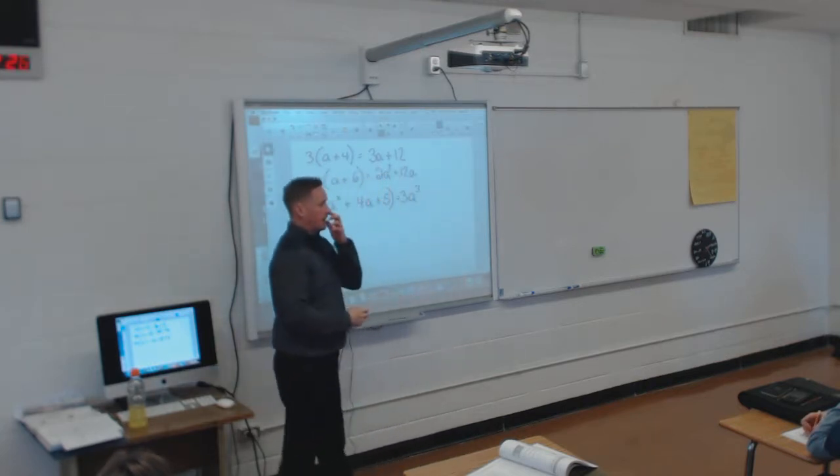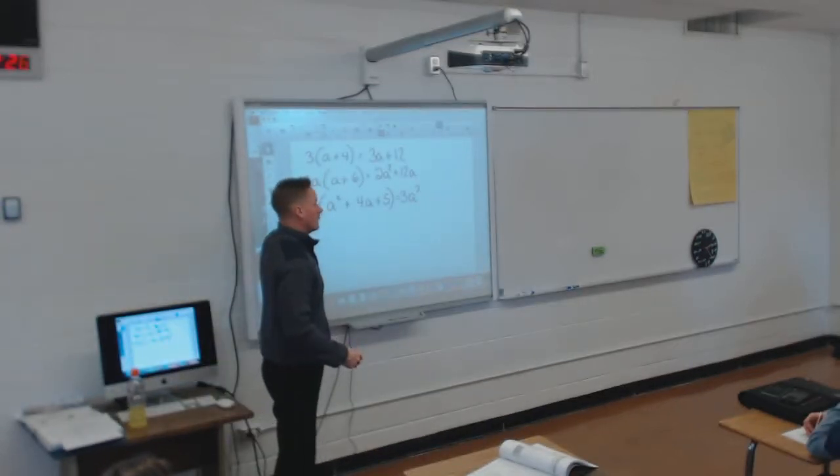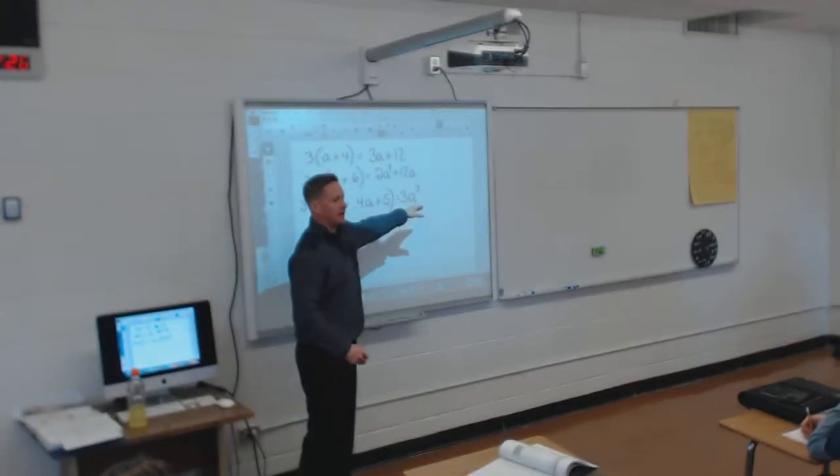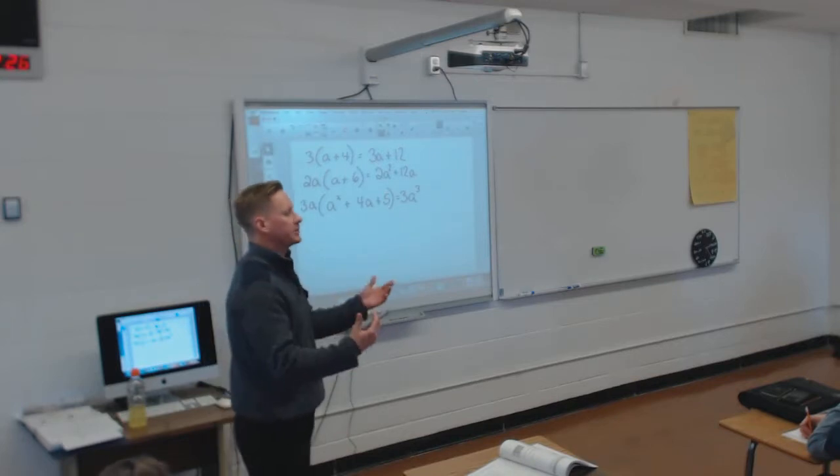3a cubed. Do we follow that? How many a's are here? 1. How many a's total? 3. Right? Okay, so far, so it is 3a cubed.